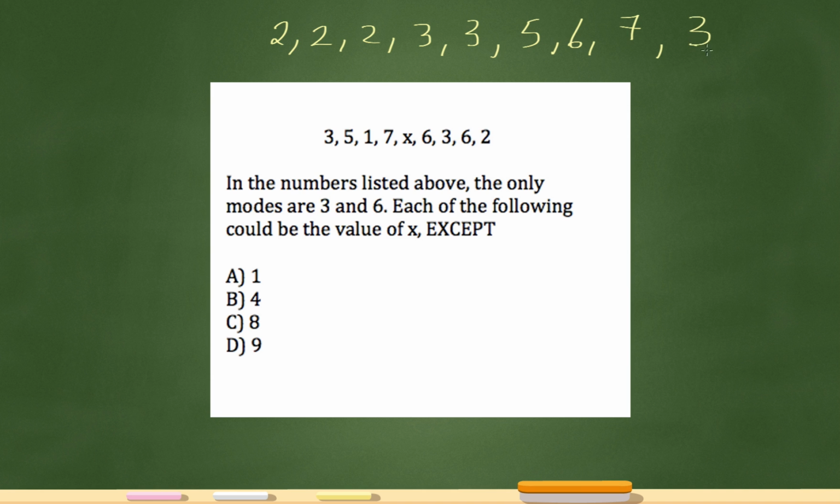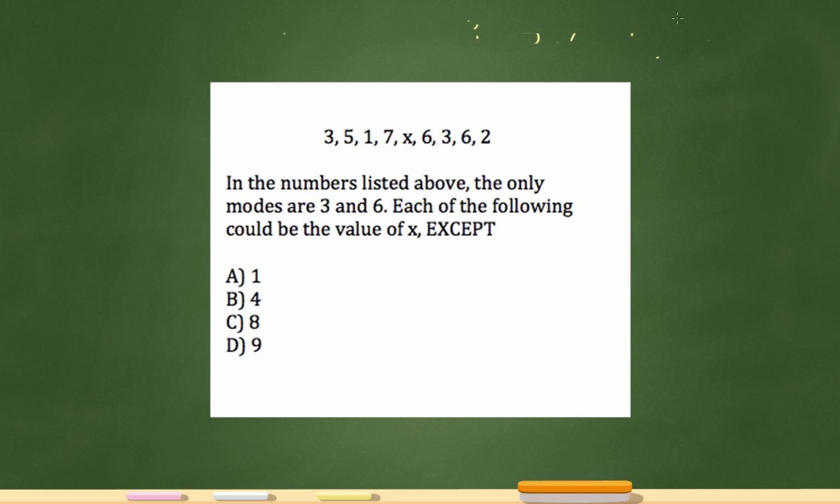And let's say if there's a 3 over here, my mode would be 2 and 3, because you can have multiple modes. So it's really the number that pops up the most. And in this list that I gave you as an example, 2 and 3 pop up 3 times. So hence 2 and 3 would be your modes. So let's move on to this problem.